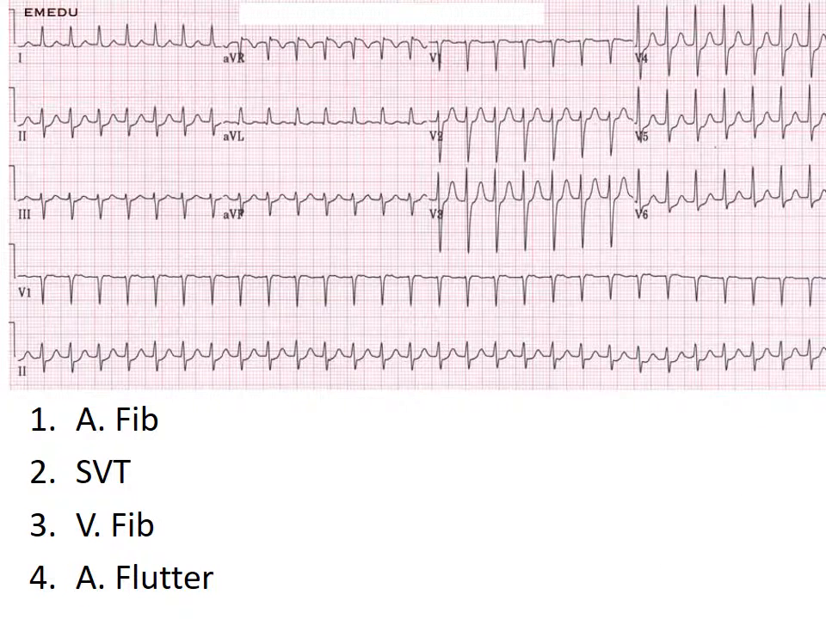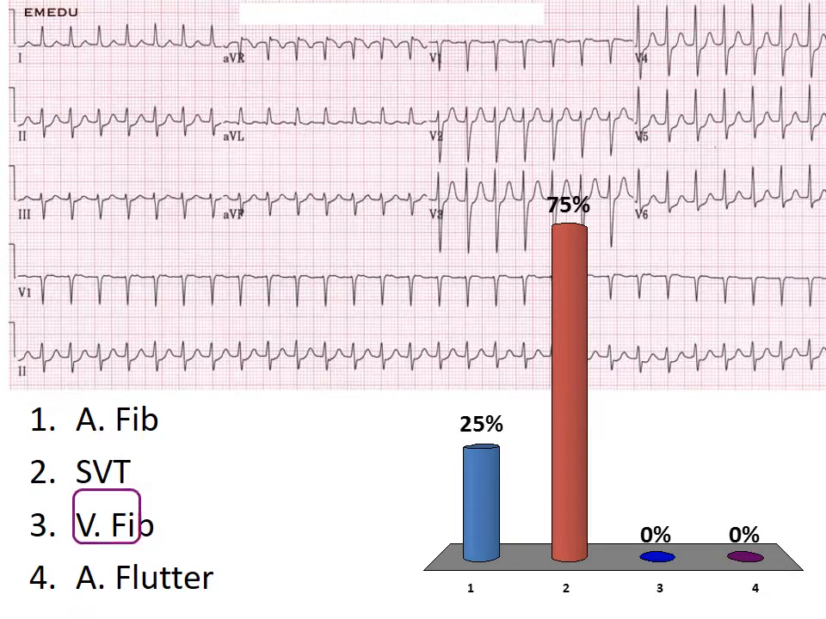All right, what do we got here? Look at the rhythm strip at the bottom, lead 2. Regular or irregular? Regular. Very equally spaced. What's the rate? 150. What is really regular at a rate of 150? Yeah, SVT. It's not AFib because it's regular.